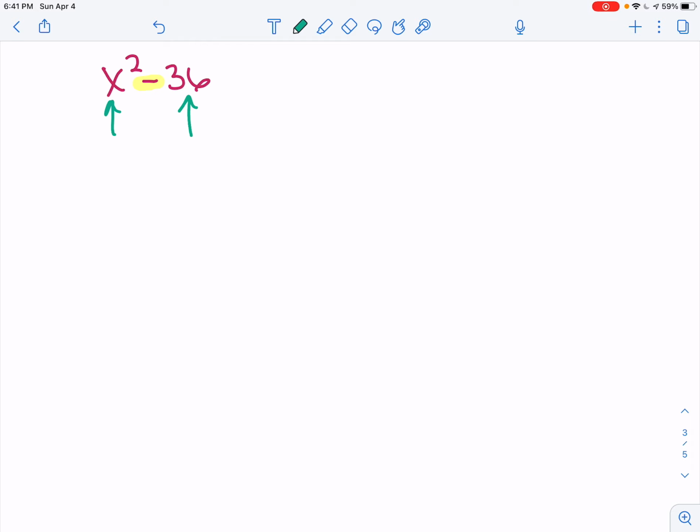So if you have this scenario, if I take the square root of x squared, it's x. The square root of 36 is 6. And because it's a difference of squares, it would be x plus 6 times x minus 6. And that is the factored form. Let me see if I can write the correct number here, x minus 6. Sorry about that.